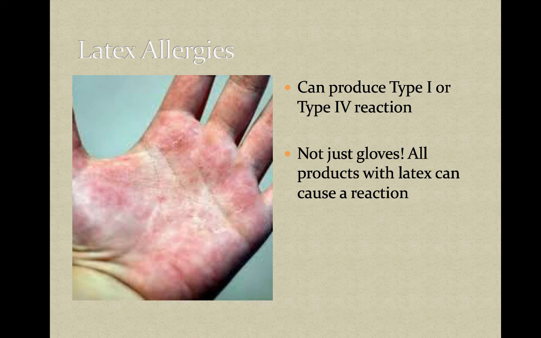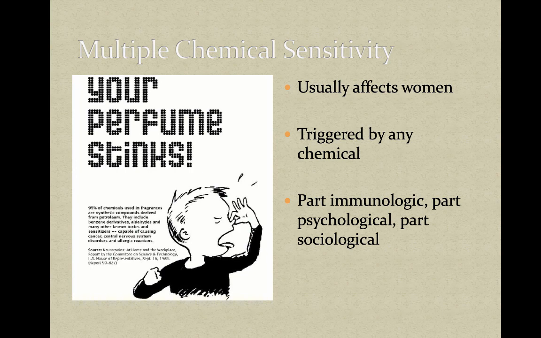But you can also see a type 1, which is a true allergic reaction, where a patient has an immediate reaction to the natural rubber latex proteins. The signs and symptoms of the type 1 reaction can be anywhere from urticaria, hives, and rhinitis to asthma, all the way to anaphylaxis. And so finally, last but not least, we are going to throw in multiple chemical sensitivities because this does kind of fit into that allergic hypersensitivity realm.